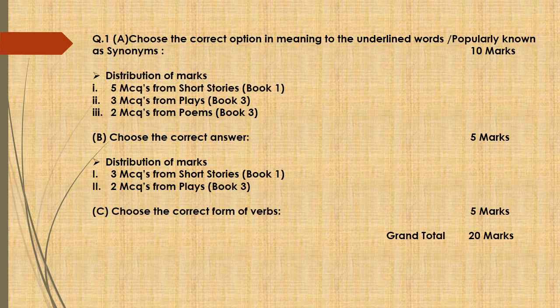The next segment is choose the correct answer, which carries 5 marks. There are 3 multiple choice questions which are taken from book 1, the short stories, and 2 from the plays from book 3.